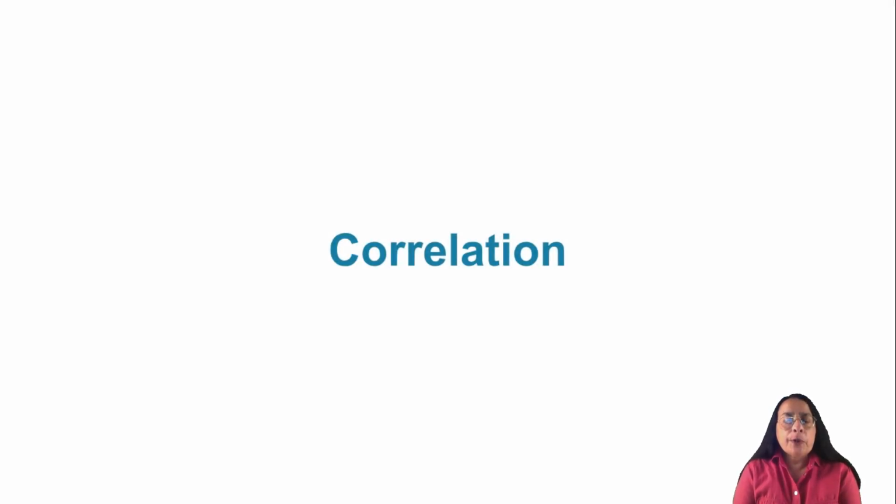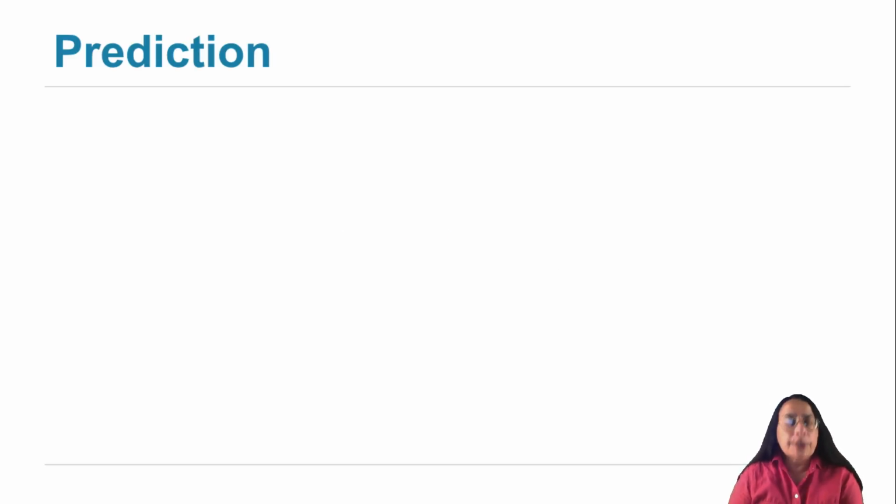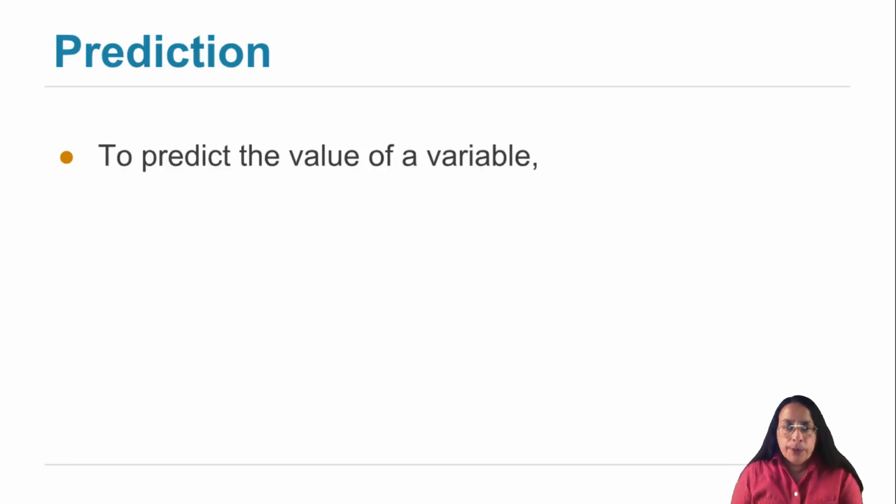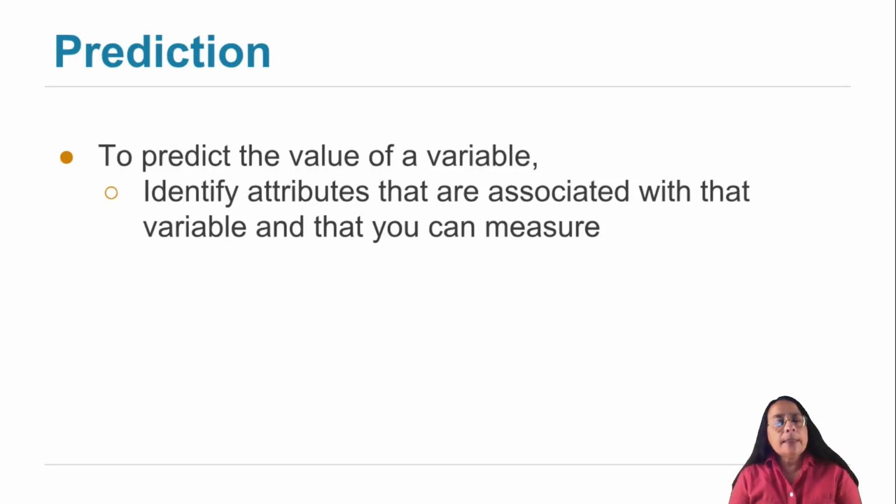This lecture is about correlation, which is a measure of a certain kind of association between two numerical variables. We need such measures in order to make predictions. To predict the value of a variable, something we very commonly do is identify some other variables that are associated with what we are trying to predict. These other variables are called attributes.